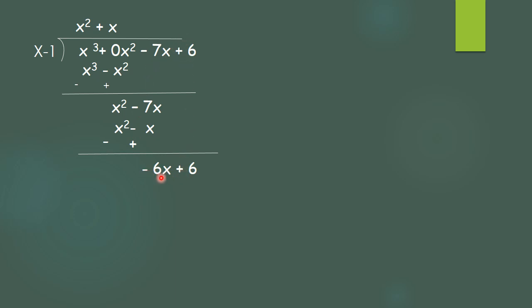Now this is minus 6x divided by x. We will get minus 6. Multiply again with minus 6 to both the terms. We will get minus 6x plus 6. Change the sign and what we get is 0.